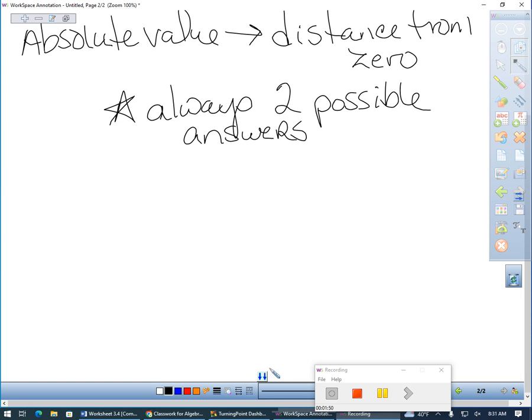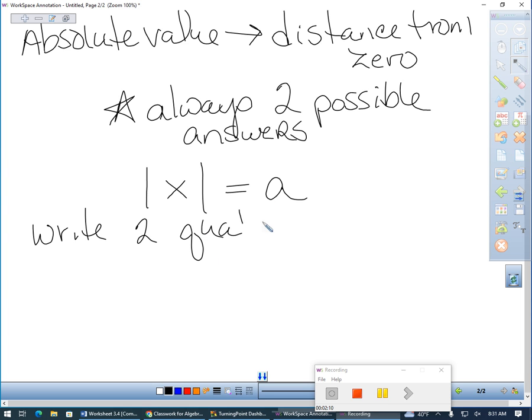All right, so here's how it's going to look. If I have the absolute value of x equals, and we're just going to call it a. A can be any number we're talking about. You have to actually write 2 equations. We have to write 2 equations. The first one is going to be x equals the negative of this number. And the second one is x equals the positive of that number. So we always have 2 of them.